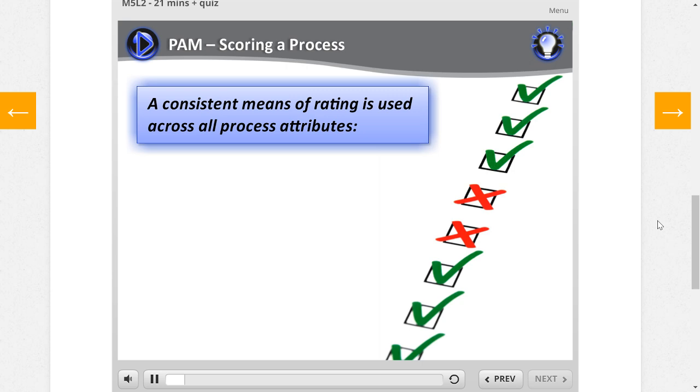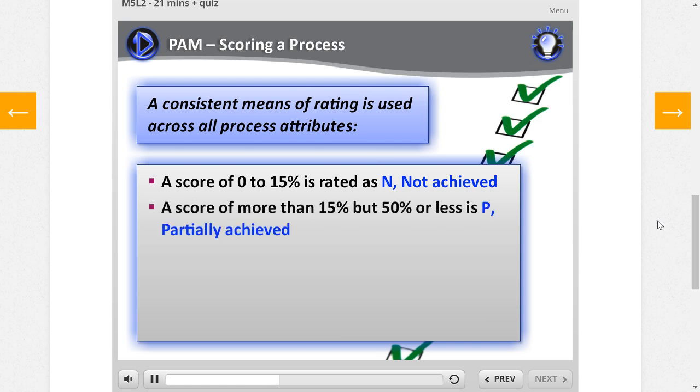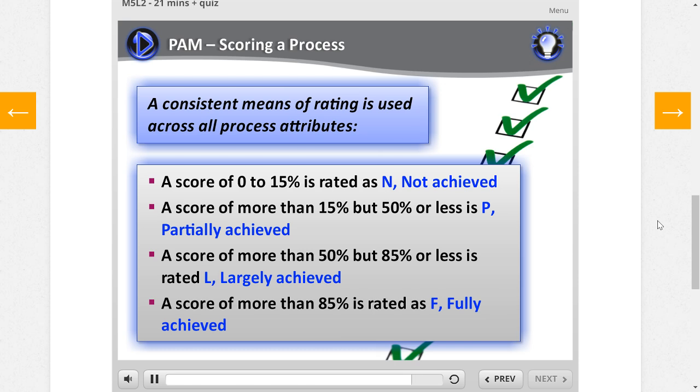A consistent means of rating is used across all process attributes. A score of 0 to 15% is rated as N, not achieved. A score of more than 15%, but 50% or less, is P, partially achieved. A score of more than 50% but 85% or less is rated L, largely achieved. And a score of more than 85% is rated as F, fully achieved.